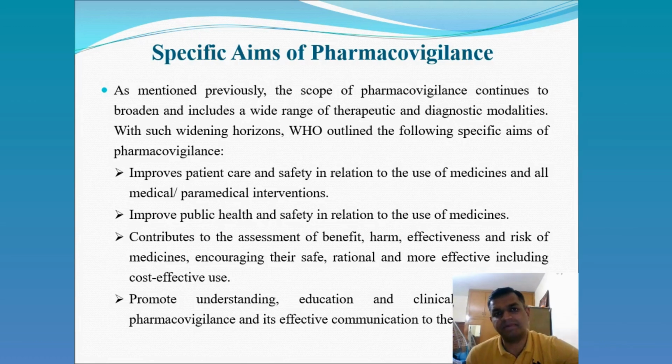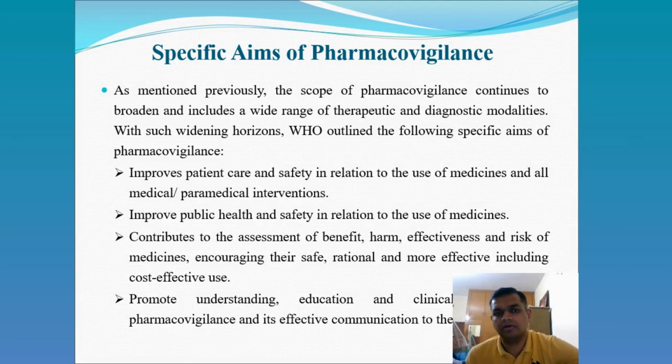Now we will discuss the specific aims of pharmacovigilance. As we have also mentioned in the previous slides, the scope of pharmacovigilance continues to broaden and includes a wide range of therapeutic and diagnostic modalities. So, the specific aims of pharmacovigilance as outlined by WHO include: first, improve patient care and safety in relation to the use of medicines and all medical or paramedical interventions.